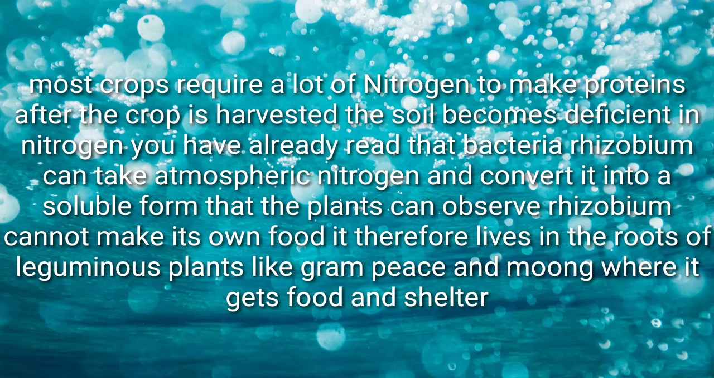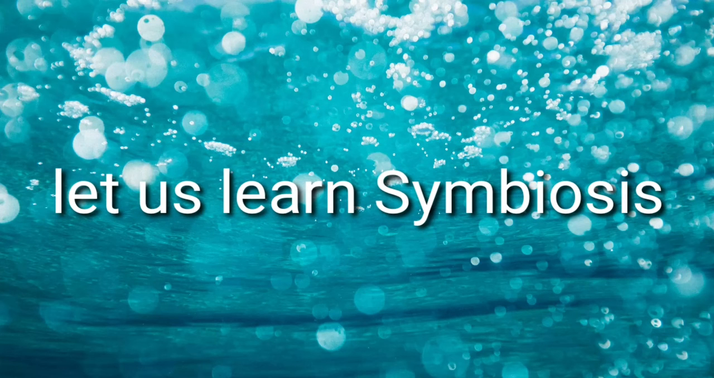You have already read that the bacterium rhizobium can take atmospheric nitrogen and convert it into a soluble form that the plants can absorb. Rhizobium cannot make its own food. It therefore lives in the roots of leguminous plants like gram, peas and mung, where it gets food and shelter. Now let us learn about symbiosis.